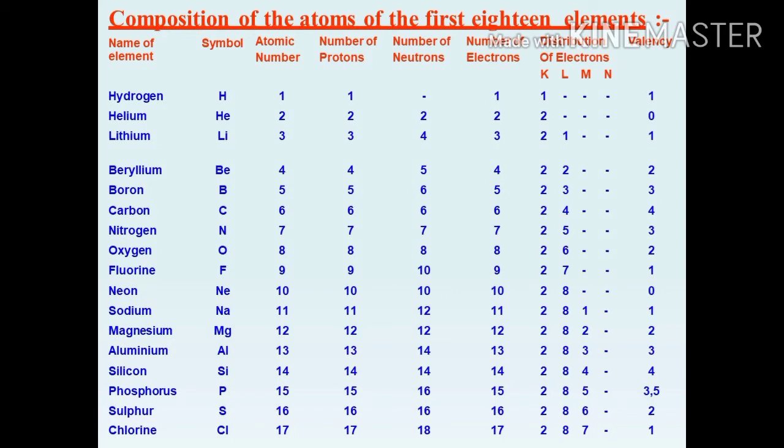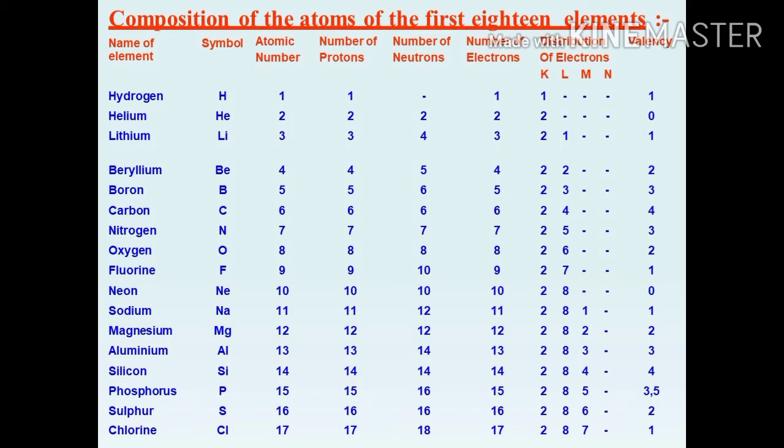Then the next one, helium, He, atomic number 2, protons 2, neutrons 2, electrons 2. So the distribution of electrons: how many orbits will come? Only one orbit which revolves around the proton. So how many electrons are there? 2 electrons. Valency is 0. What is the valency? 0. How does it become 0?